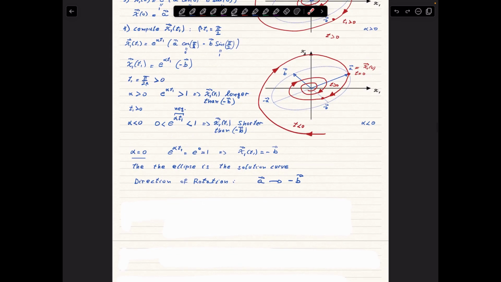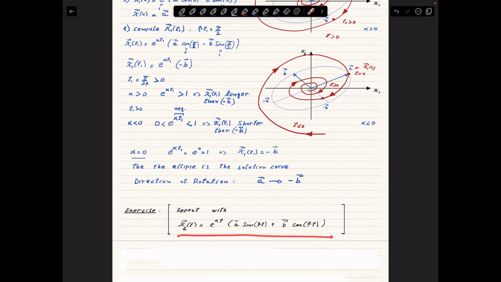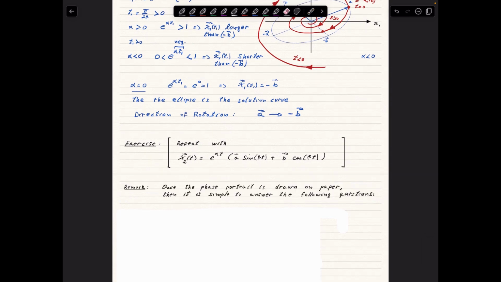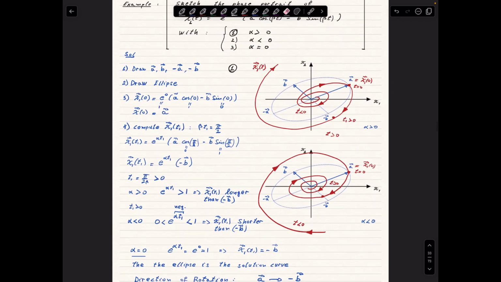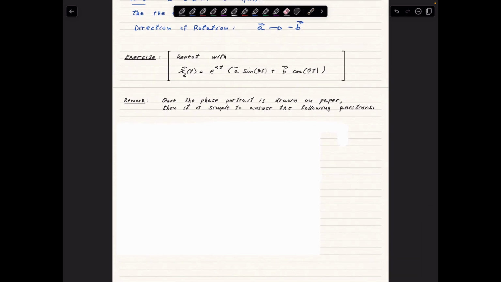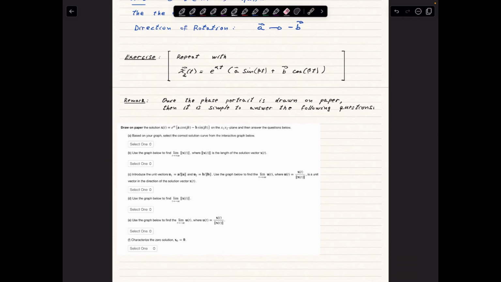So repeat this construction as an exercise for the second fundamental solution, the solution x2 that has a sine plus b cosine, and we are going to comment in the next video on what is happening in this case. Also in the next video, we are going to see how, once you have this phase portrait done on paper, you can solve the homework problems associated to this section, which is essentially to draw the phase portrait, which is what we did here.